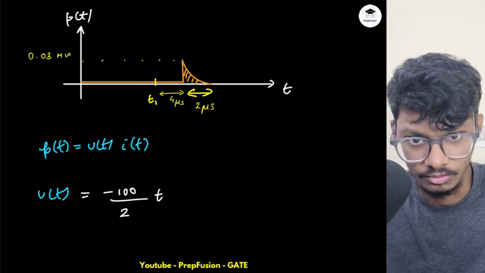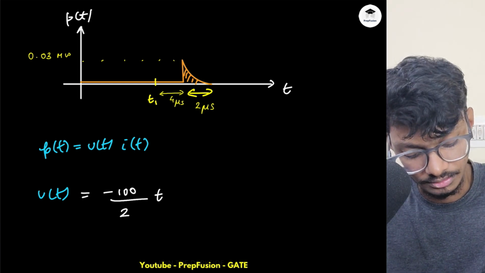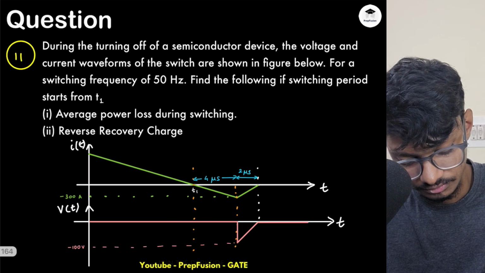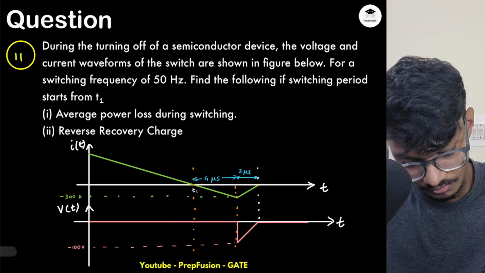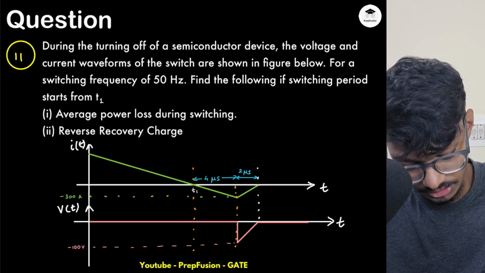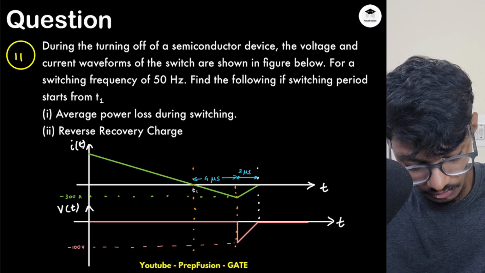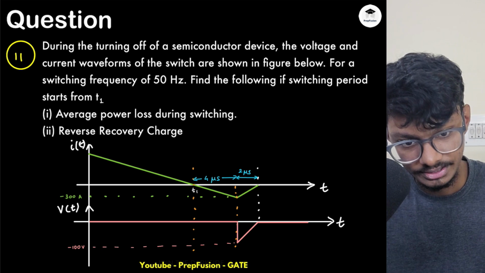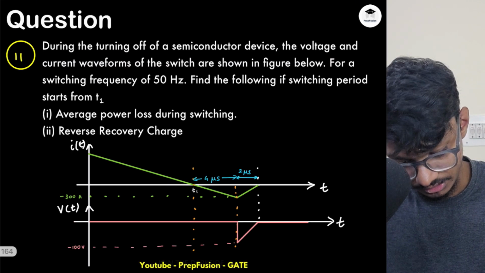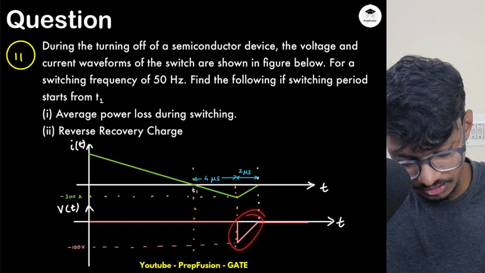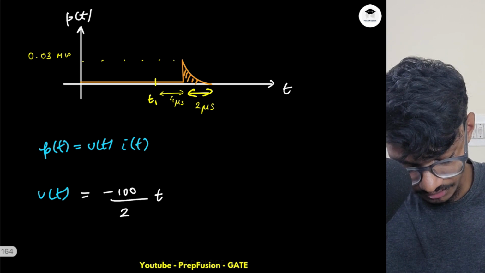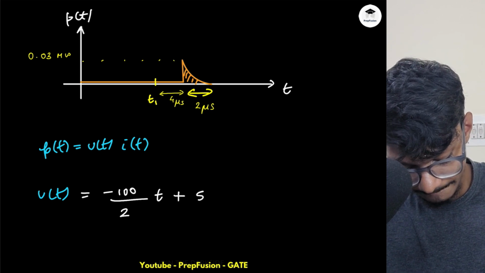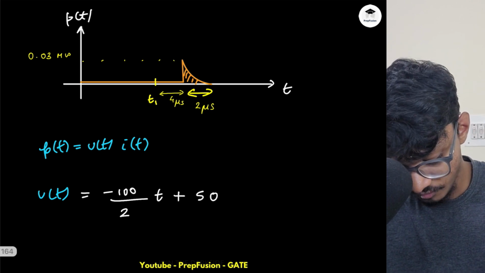It is 0 because at t equals 2, it should be 0. Okay, there is an x intercept here. Sorry, at t equals 0, it is 0, right? Yes, sorry, there is an x intercept here. At t equals 0, it is 0. Sorry for that. This will be plus 50, and same for I of t as well.